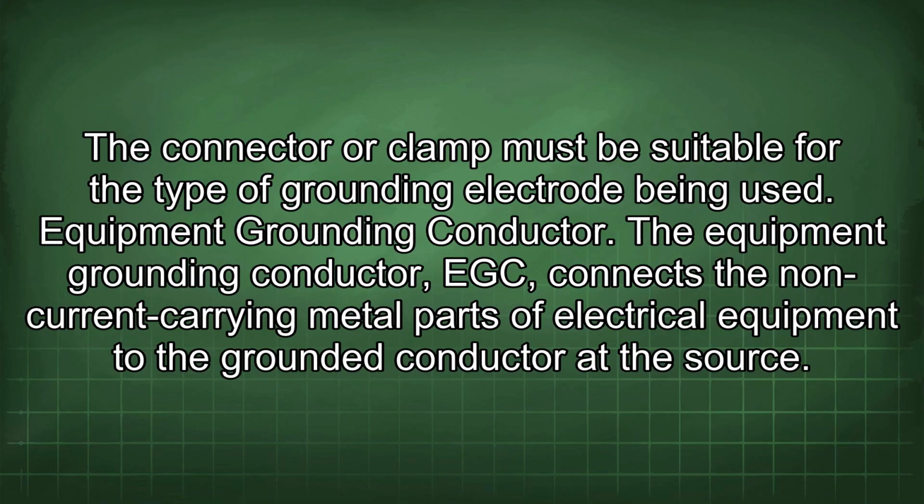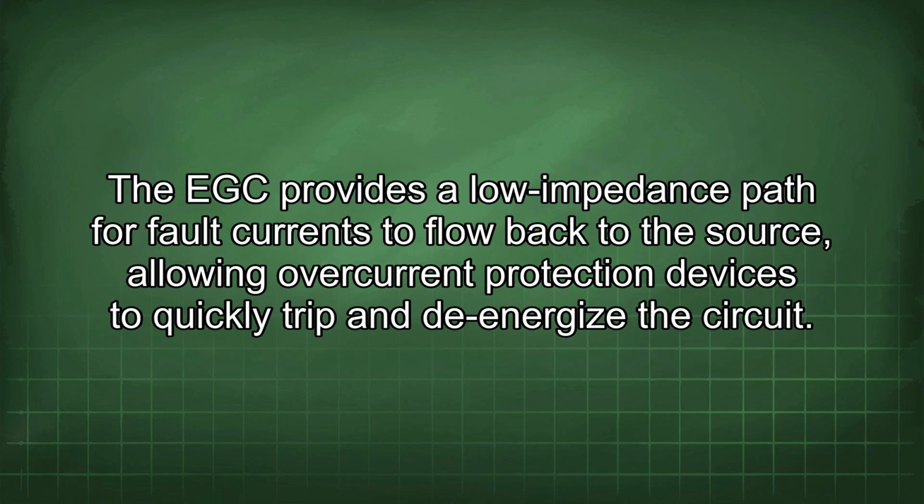Equipment grounding conductor. The equipment grounding conductor (EGC) connects the non-current carrying metal parts of electrical equipment to the grounded conductor at the source. The EGC provides a low impedance path for fault currents to flow back to the source, allowing overcurrent protection devices to quickly trip and de-energize the circuit.